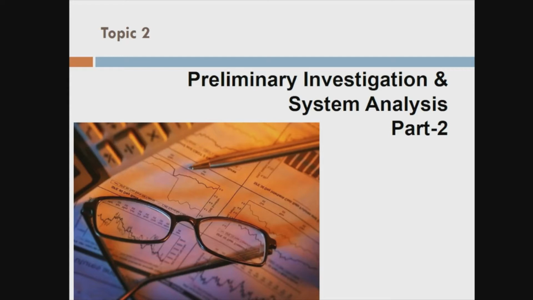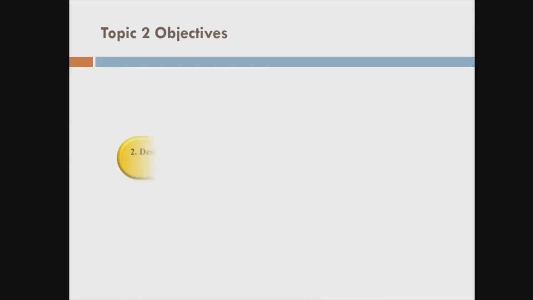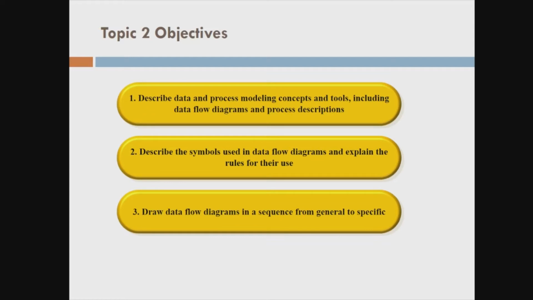So in this video, we continue on chapter 2, but we will learn about the data flow diagram. Okay. The first objective is to describe data and process modeling concept and tools, including the data flow diagram and the process description. So we will learn how to create the data flow diagram based on the information system that we want to develop.